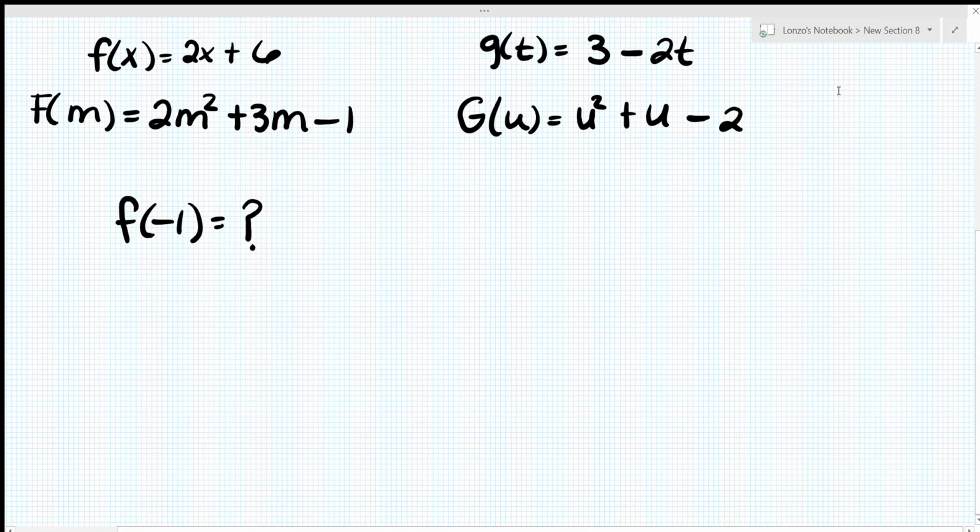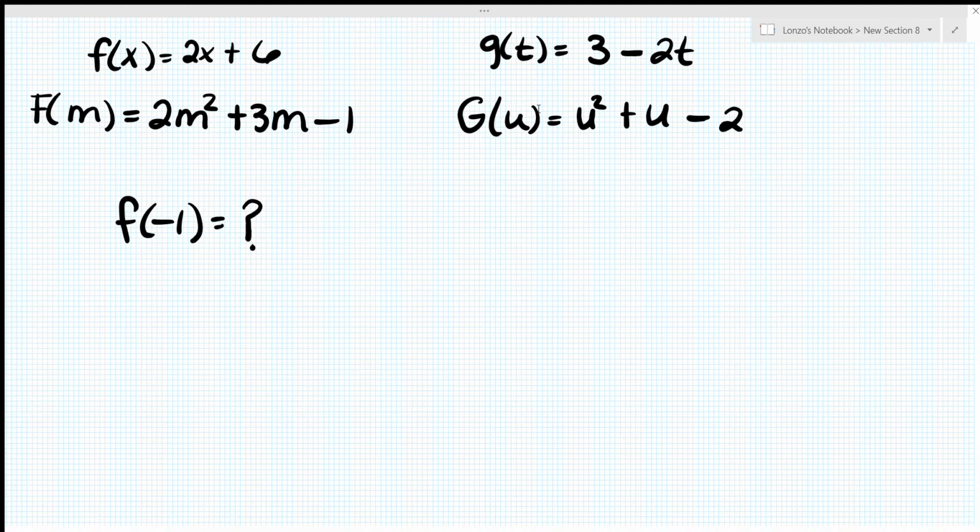Okay, so let's say we're given 4 different functions. f(x) = 2x + 6, big F(m) = 2m² + 3m − 1, g(t) = 3 − 2t, and big G(u) = u² + u − 1.